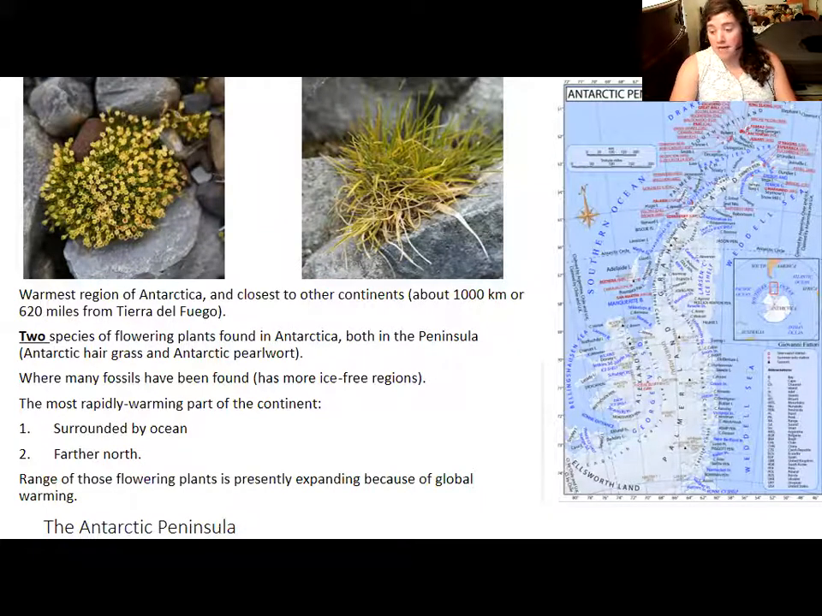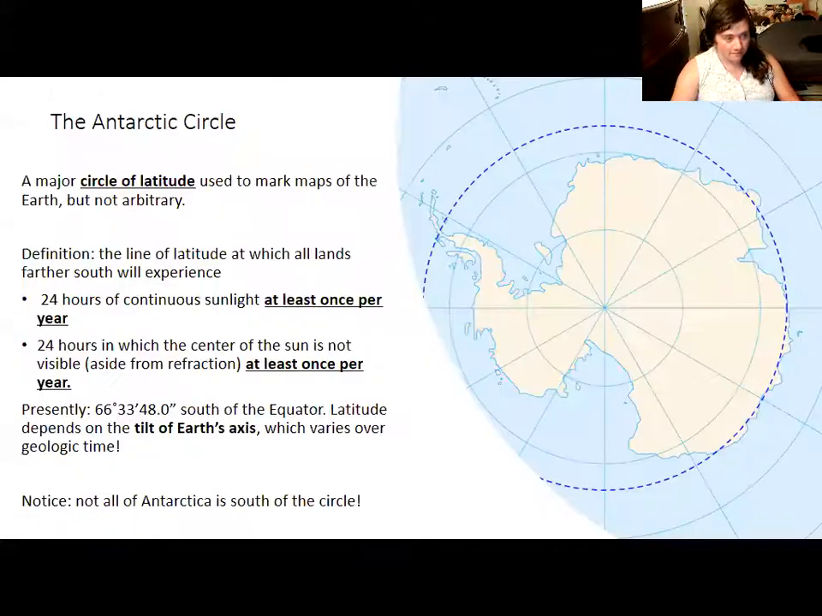And what's happening right now in the peninsula is because it is the fastest warming part of the continent. It is the warmest to begin with, and it is warming extremely rapidly due to global warming because so much of it is surrounded by the ocean, and the ocean temperatures are rising. One of the results of this is that these two plants, the Antarctic pearlwort and Antarctic hairgrass, are expanding. They're expanding to areas of the continent that they were not found in before because it is now warm enough for them to exist there.